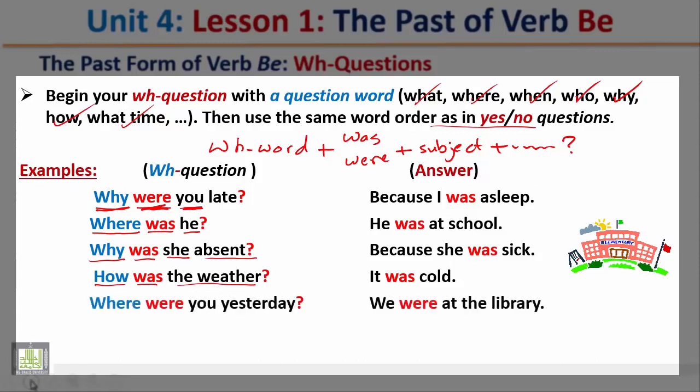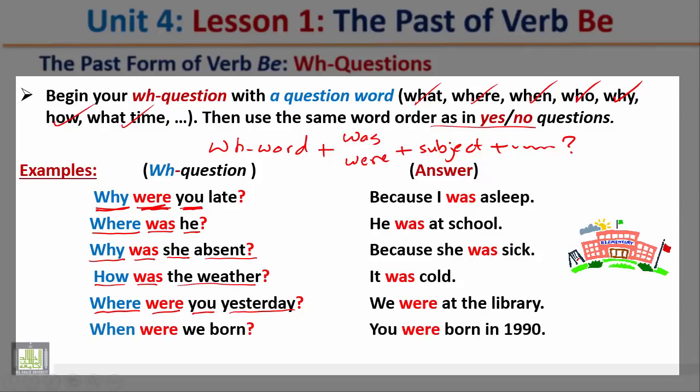Another example. Where were you yesterday? The question, again, starts with the question word, followed by the verb. After that, we have the subject, and then complete your question. Where were you yesterday? The answer, we were at the library. Another example. When were we born? Again, the question starts with the question word. After that, we have the verb, then the subject, and then complete your question. When were we born? You were born in 1990.